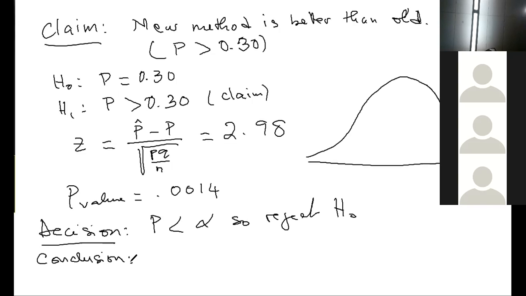But when the claim is unusual, we support or we do not support. Is this claim H0 or H1? Do you see why I put the claim?